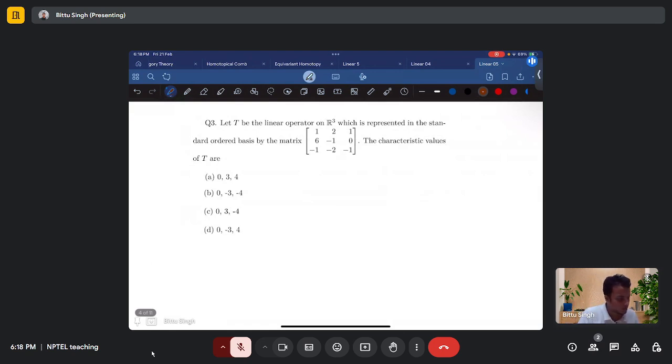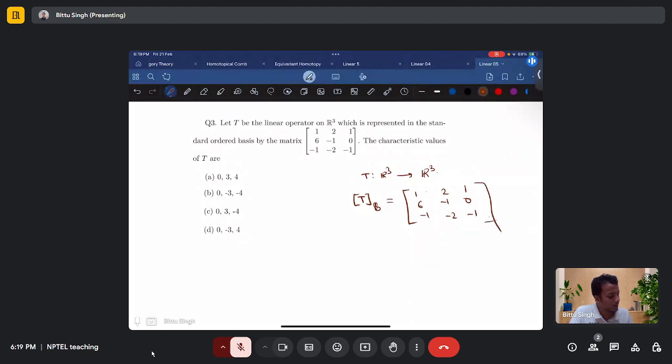Now, next question, that is question number 3. Here you can see the linear operator T is on R3. That is, T is a linear transformation from R3 to R3. And the representation of T with respect to standard basis B is given by 2, 1, 6, minus 1, 0, minus 1, minus 2, minus 1. We need to find the characteristic values or eigenvalues of this matrix.